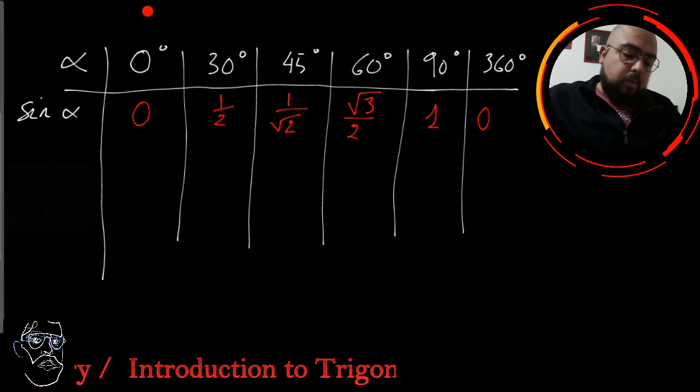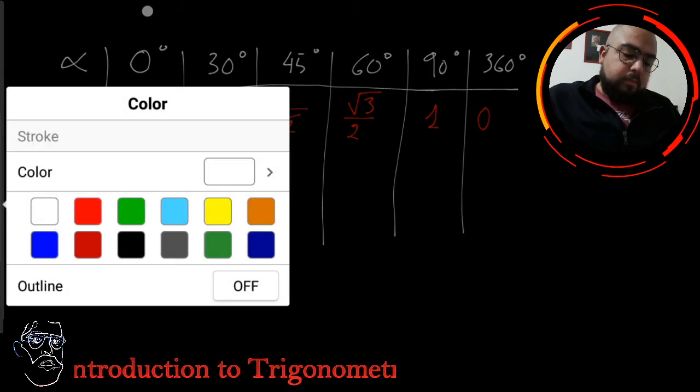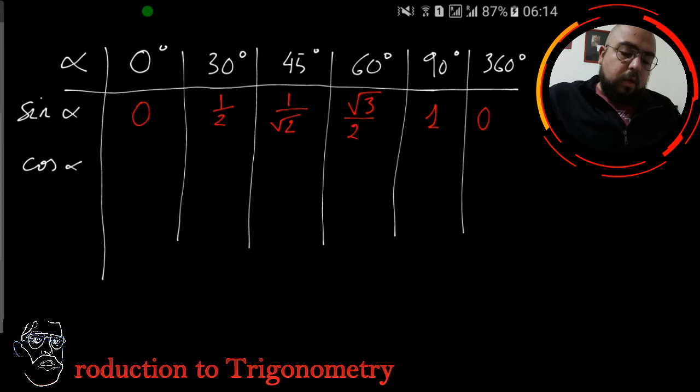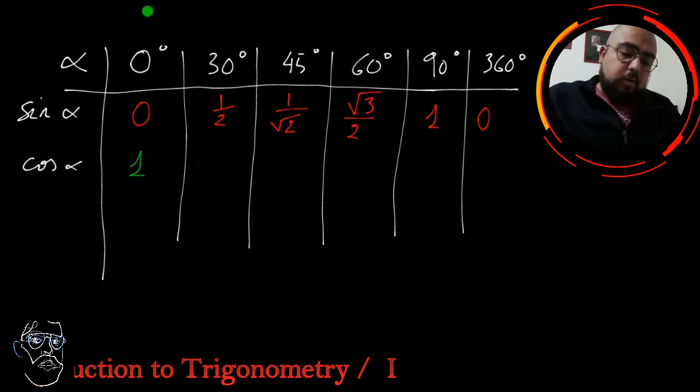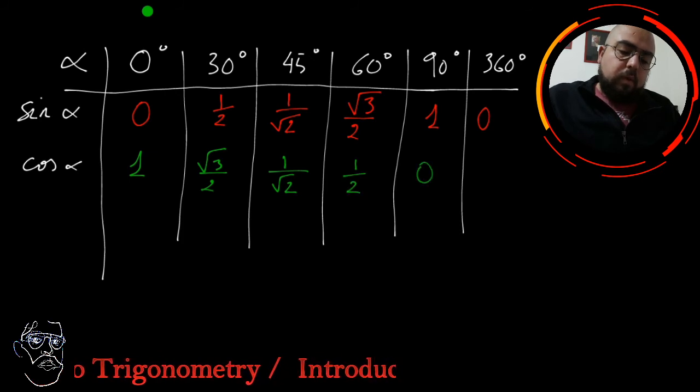What about cosine alpha? For cosine alpha, it will be 1, square root of 3 over 2, 1 over square root of 2, 1 over 2, 0, and then 1.